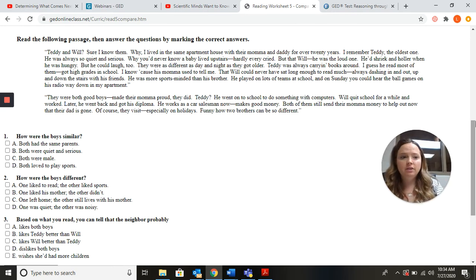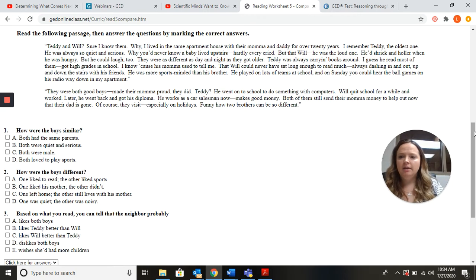So as we look at the questions here, it just comes out and asks, how are these boys similar? They both had the same parents. Well, that's not really indicated in the text, but I'm going to just go ahead and imagine it. It didn't talk about a divorce or a stepdad or anything like that. So I'm going to say that's true.